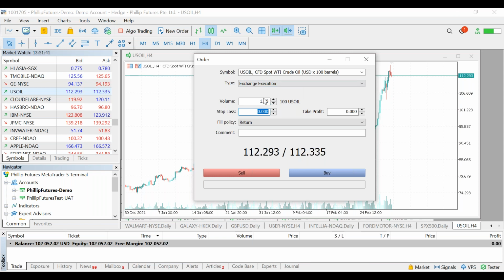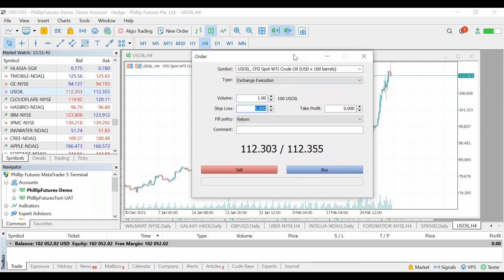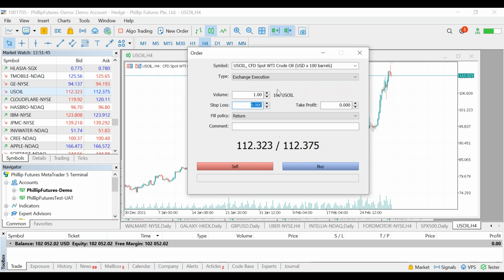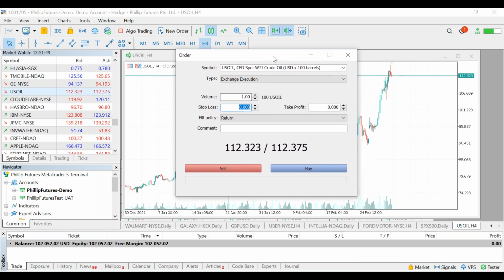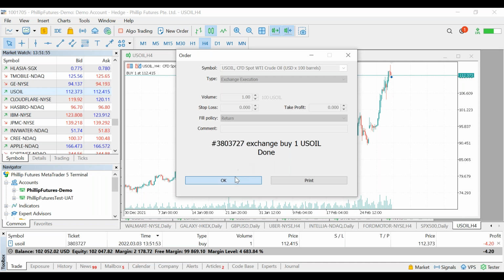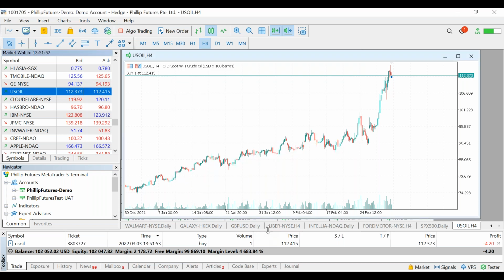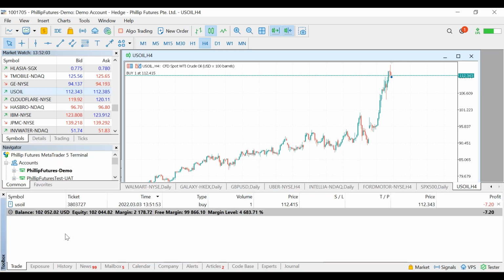So let's say I'd like to just place one trade here. I'd like to just buy, but be aware that this is just educational, so everything here is arbitrary. Okay, so that is what happens when you place a deal. Your deal will appear down here.